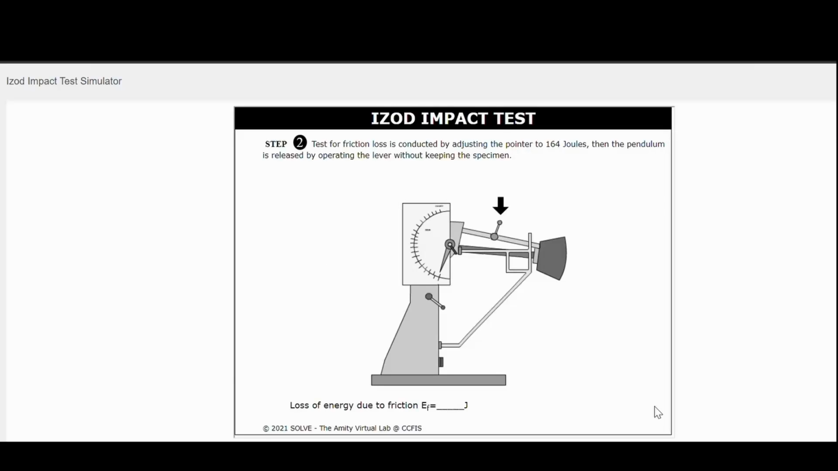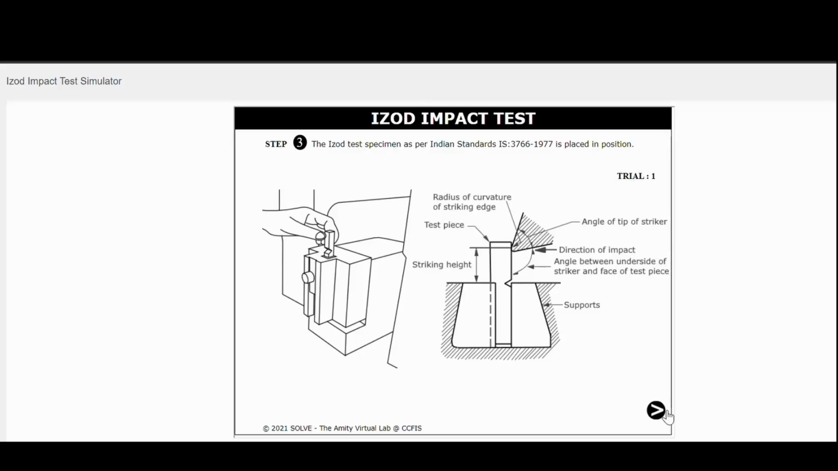Okay, next is step 2. Test for friction loss is conducted by adjusting the pointer to 164 joules. Then the pendulum is released by operating the lever without keeping the specimen. Loss of energy due to friction EF is 2 joule.